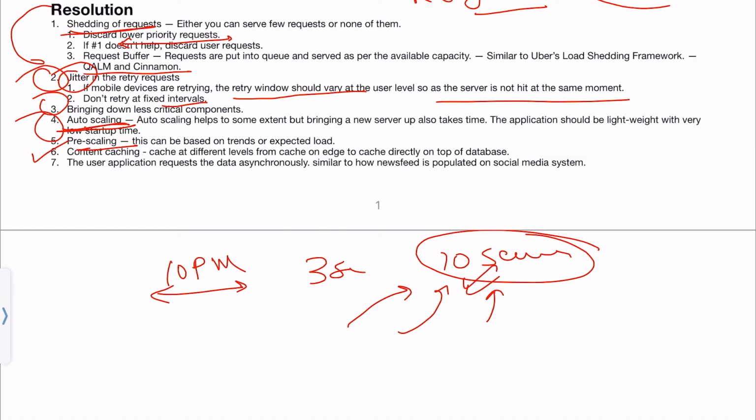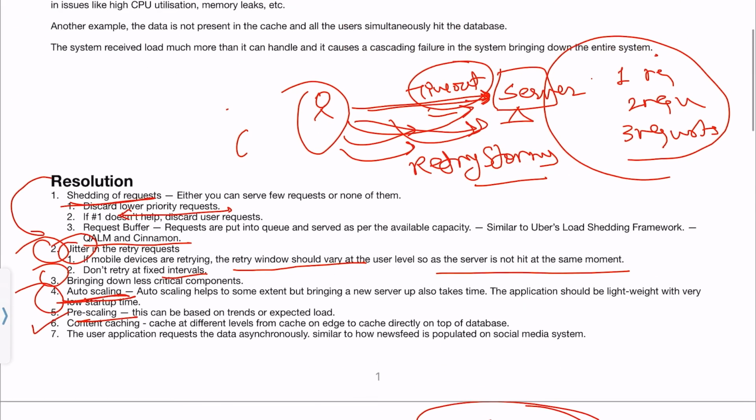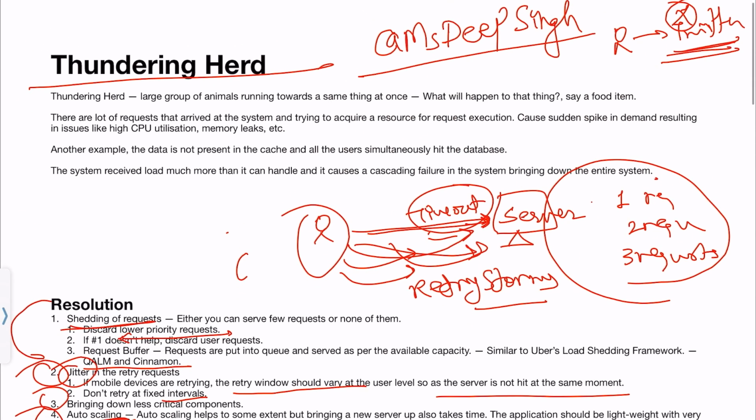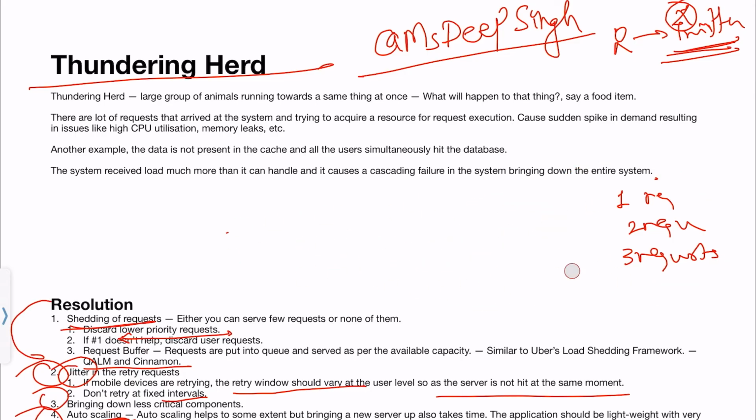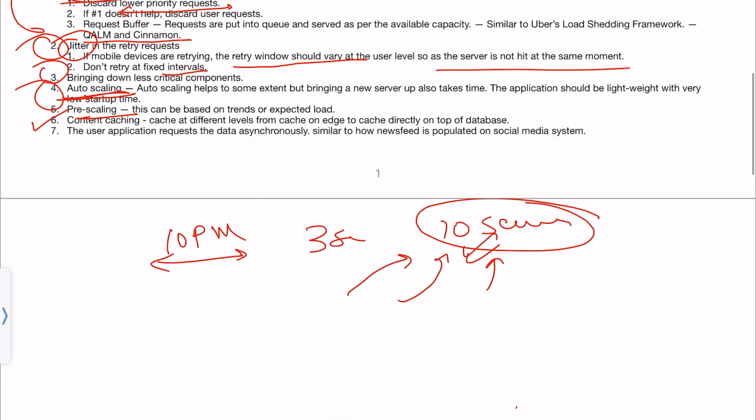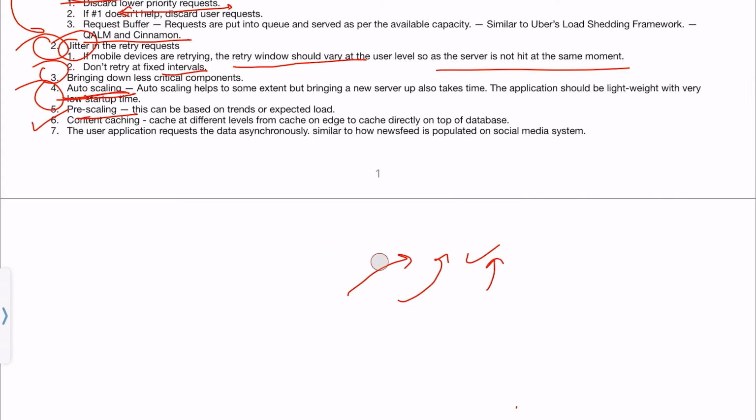Great. Another thing, content caching. Now, till now, in all the examples we took, your request is arriving at the server, right? And we also discussed one scenario where there was no data present in cache, and then all the requests went to the database, resulting in an overload scenario. Now, let's clean this up. Great. So the idea here is you cache the content wherever possible.